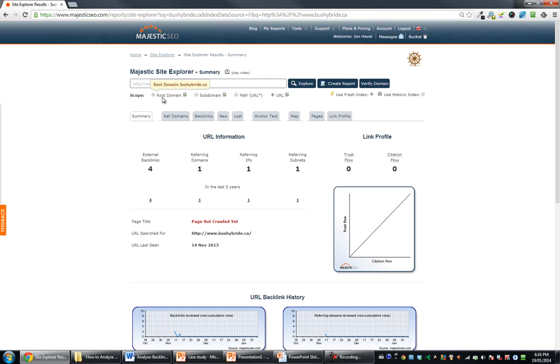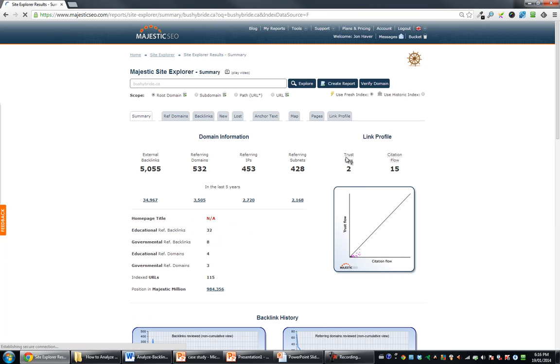So again, first thing, large difference between trust and citation flow is bad. You want to stay as close to 1-to-1 as possible. 2-to-1 is fine. When you're starting to get 3-to-1 difference, then you're starting to get into the problem zone. So that's the large difference.